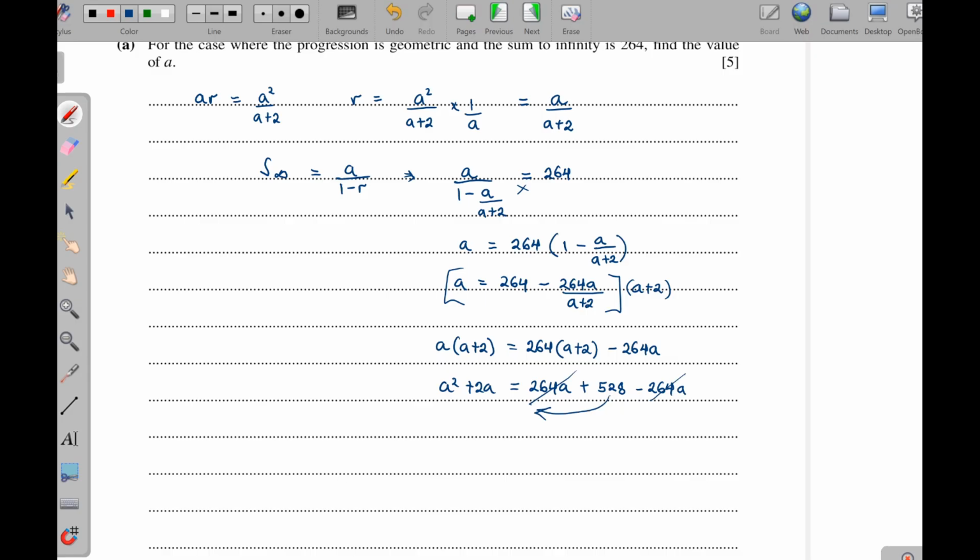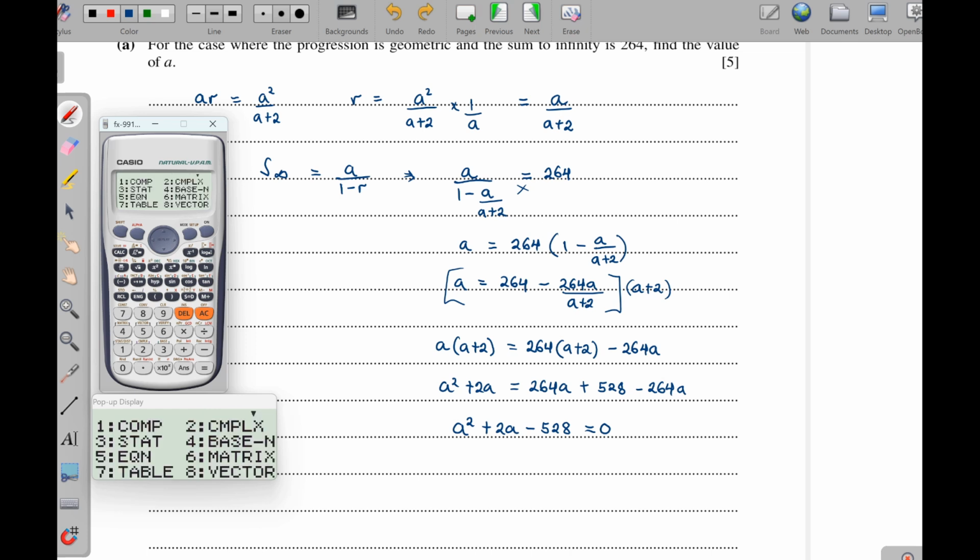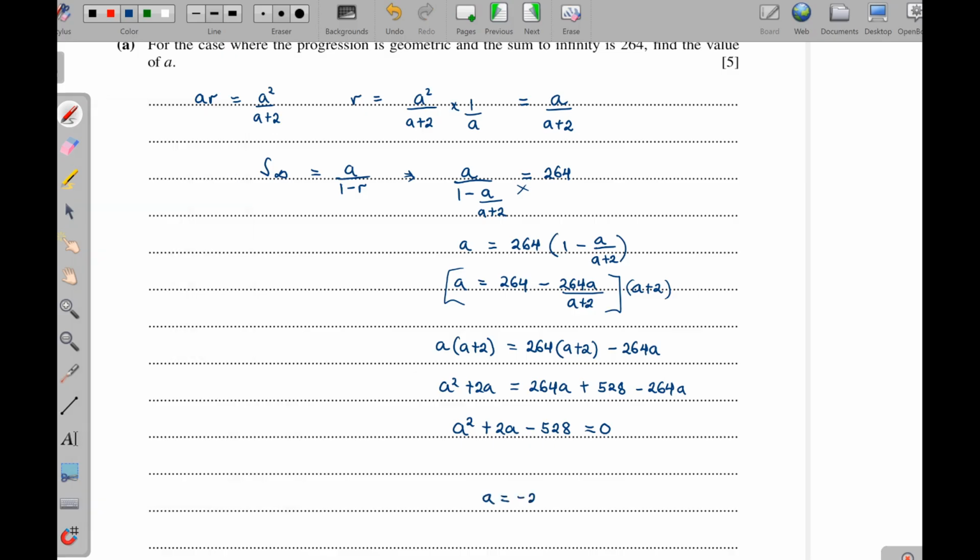I can bring this one to this side so that I get a quadratic equation in terms of a. So we shall have a squared plus 2a minus 528 equal to 0. This is a quadratic equation that can be solved by a calculator right away. I'll go to mode, then equation is option 5, then quadratic is 3. The coefficient of a squared is 1, the coefficient of a is 2, then the constant part is negative 528. Okay, then we get 22 and negative 24. So I'll say a is equal to negative 24, and a is also equal to 22.